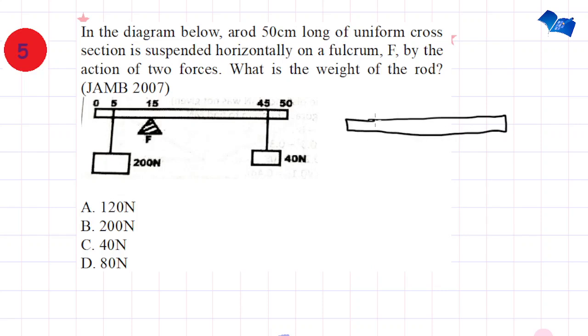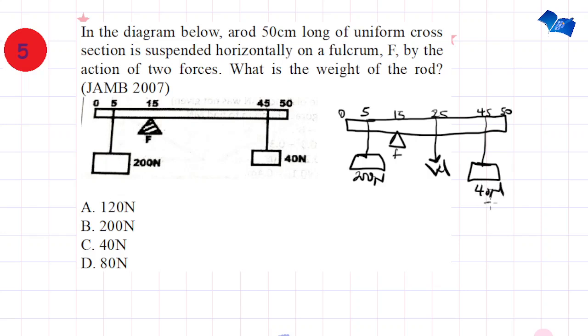we now have something like this. Okay, this is 5, this is 15, this should be 25, and this is 45 and 50, right? So this is the 0 point. So at this point is this mass, 200 Newton. This is the point of the fulcrum. Then at this point, which is the midpoint of this uniform solid, we have the weight of the rod. The weight of the rod acts at the center. Okay, so at this point 45, we have a 40 Newton, right? So our job here is to resolve these forces.